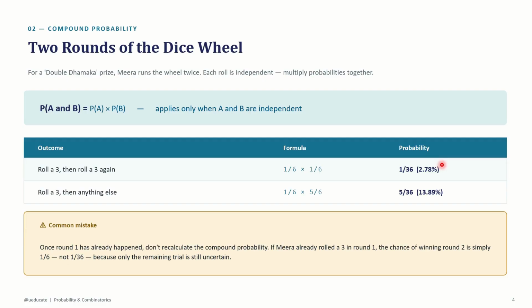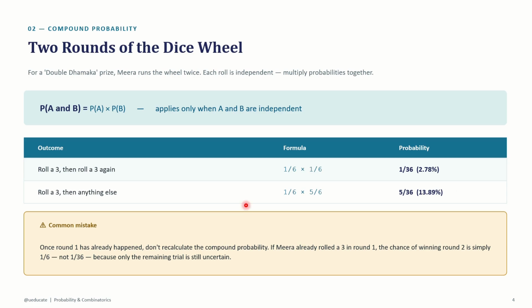2.78%. We can also ask, what is the probability of rolling a 3 first, then rolling anything else? That's 1/6 times 5/6. That gives 5/36, approximately 13.89%. So here's the trap everyone falls into.